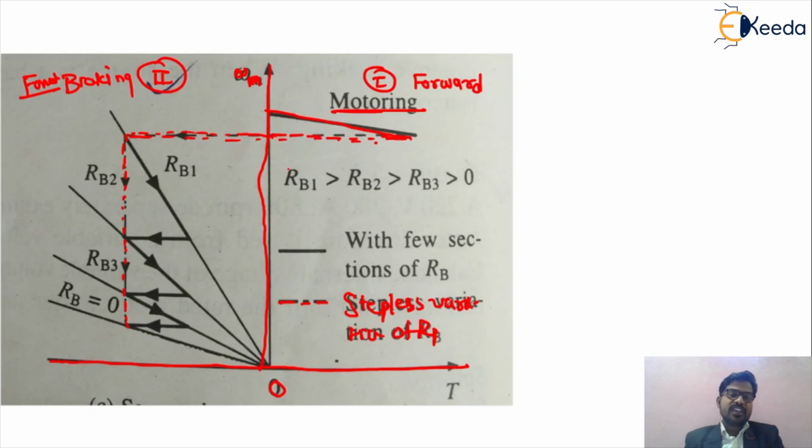So what is the condition? The value of RB1 is greater than RB2, RB2 is greater than RB3, and this value is greater than 0. So this will show you a dotted line, which will be the straight line braking characteristics. Now we can understand the characteristics for a few sections of your braking resistance, which will be represented by the dark line.